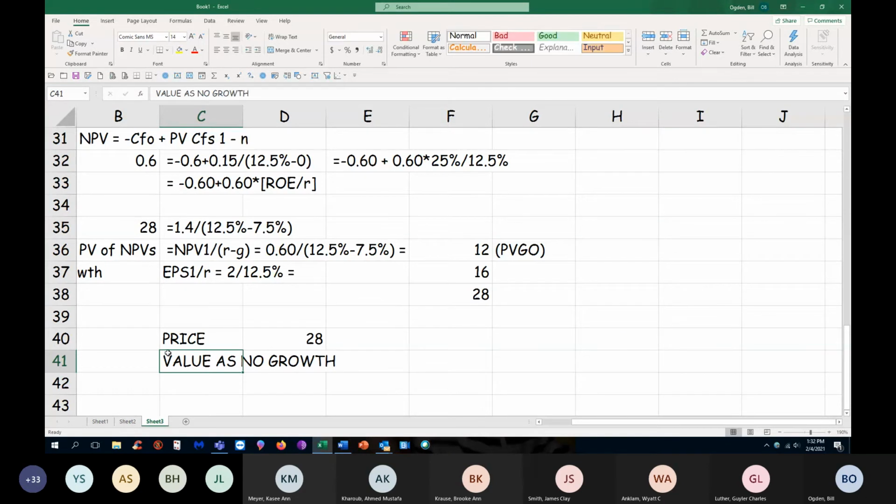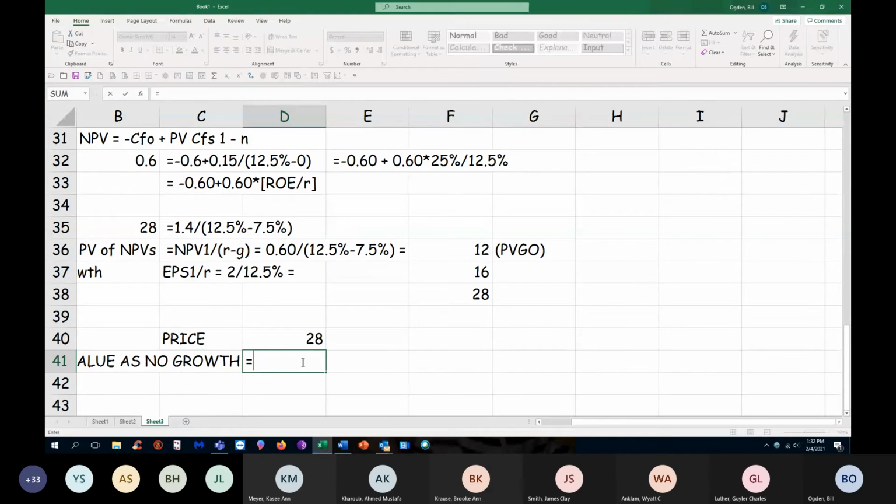Obviously, you can do this with pencil and paper 15 times faster. I can type all this. Well, that's equal to EPS 1, $2 divided by R. So it's worth 16 as a no growth. It's worth 28. The PVGO then is the difference, isn't it? All right, that's the easiest way to answer it.